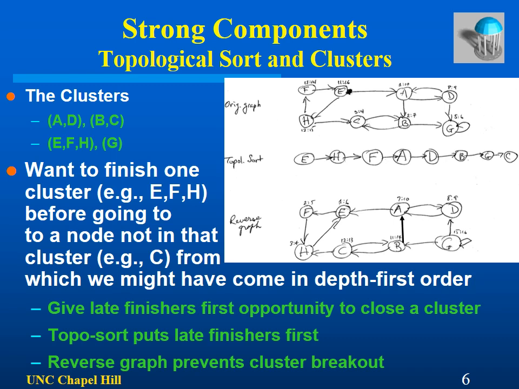But the reverse graph will exactly prevent that, right? If you could go from E to A, but not back, now in the reverse graph, you can't get from E to A because you've reversed the arrow that was formerly from E to A and now comes from A to E. So let's look at what happens if we topo sort the first original graph.